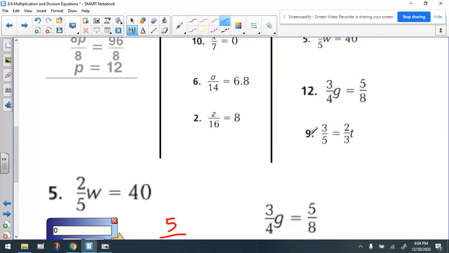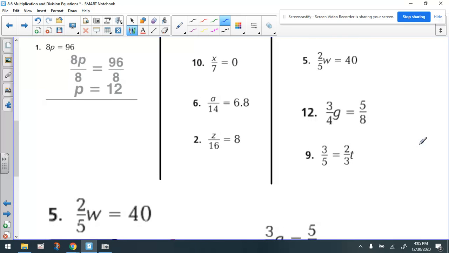We didn't do number 9, but in this case, what would be the opposite of multiplying by 2/3? It would be to divide by 2/3, and that's the same thing as multiplying by 3/2. So when you do this one on your own, you're going to multiply both sides of the equation by 3/2. All right, let's take a look at some of the other examples.